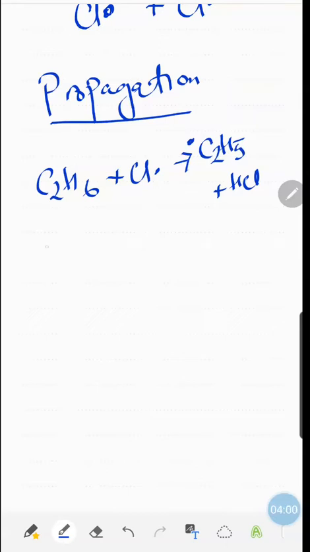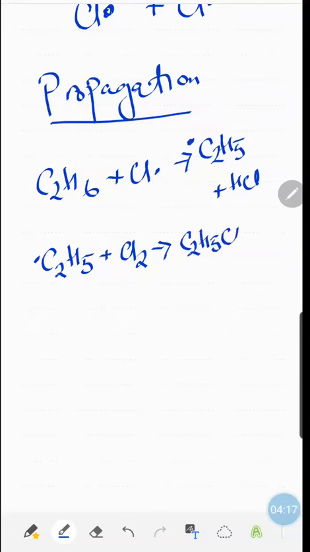Step 2 of propagation is where the radical formed in step 1, that's your C2H5, reacts with chlorine and forms C2H5Cl plus Cl dot, and the reaction can continue now. But we've made chloroethane here. That's the important part.